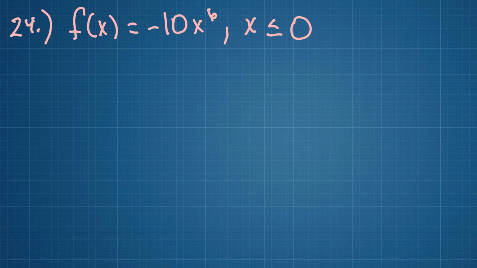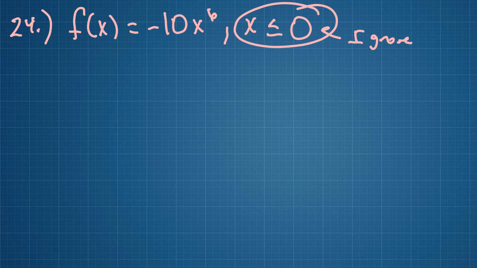Alright, so 24 says f of x equals negative 10x to the 6th. So for right now, you're going to ignore this. So don't worry about that right now. We'll talk about that tomorrow, about what that means. And at the end of this problem, I'll quickly talk about what it means. Alright, but since we see one equation, so one equation means you're going to follow your 3 steps.